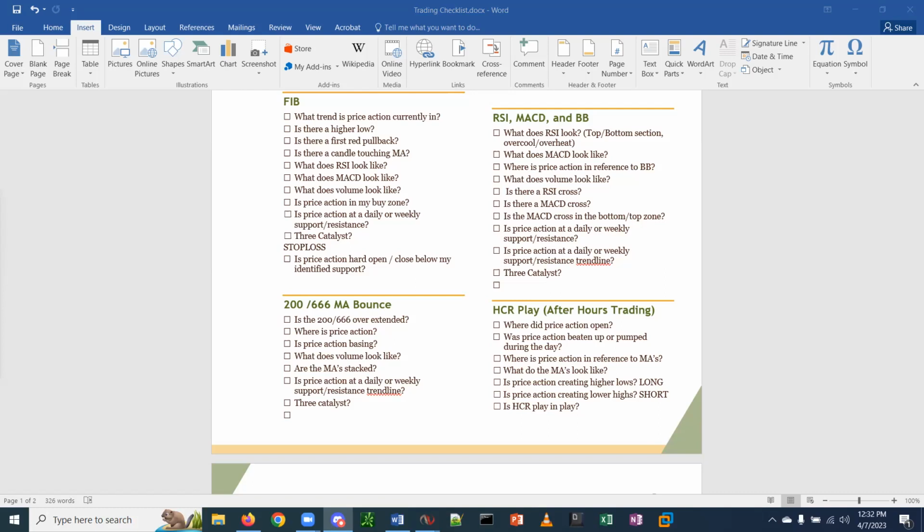If I'm using an ATM strategy and I'm entering after hours and stepping away from my computer, I'll put the stop loss, if I'm using the fibs, on my stop loss fib, which is a 23%. I'll put it 2 ticks below.